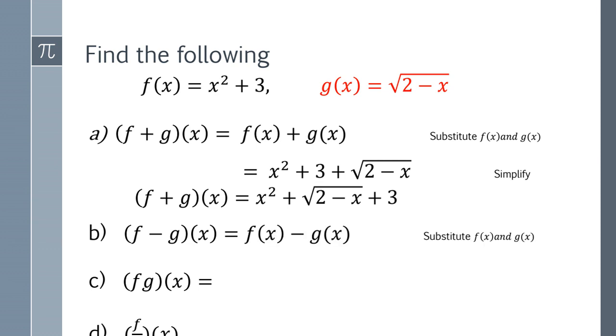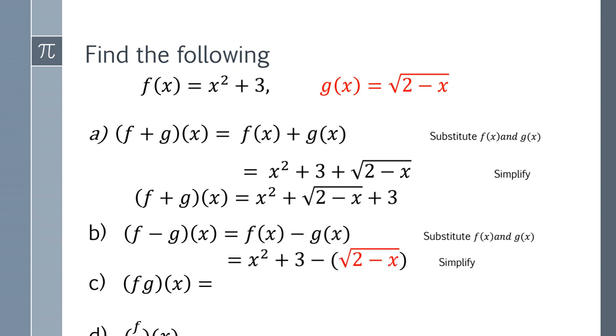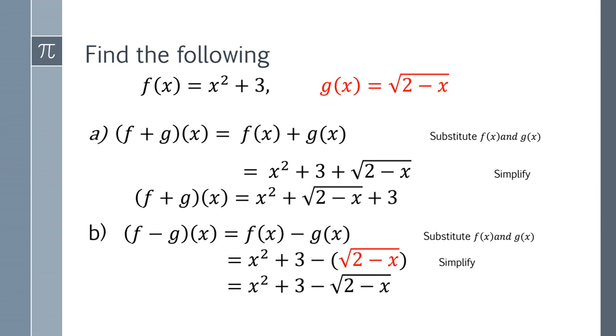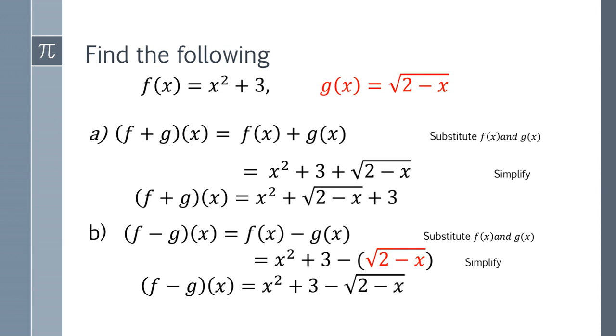F minus g of x. Okay, so let's do our substitution. F of x, x squared plus 3, minus parentheses, the square root of 2 minus x. So before I simplify, I need to do that distribution of that negative symbol, and then it just applies to the square root. Okay, it does not go inside, it just stays outside. So it's x squared plus 3 minus the square root of 2 minus x. This will be my answer once again. And you don't have to rearrange it, okay? Just any order will be fine.